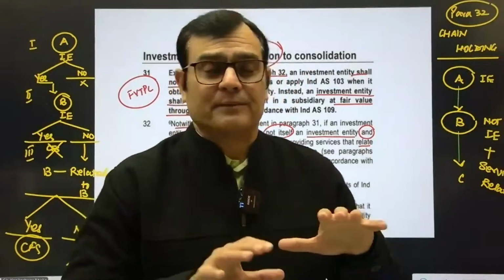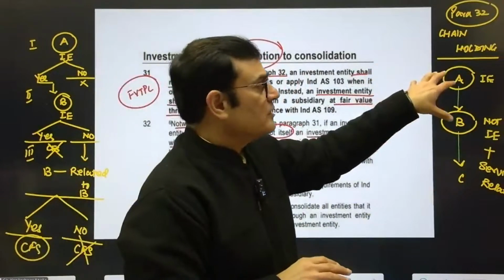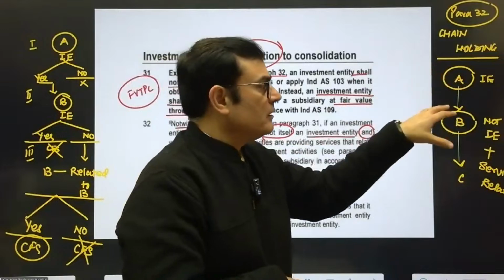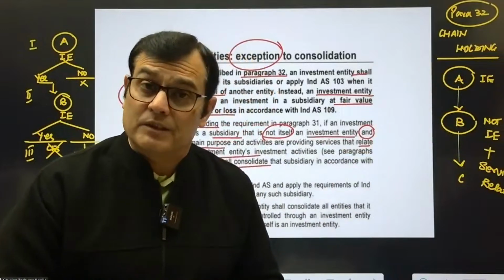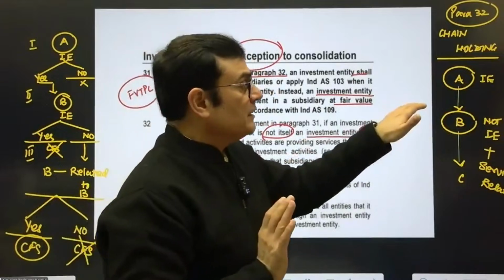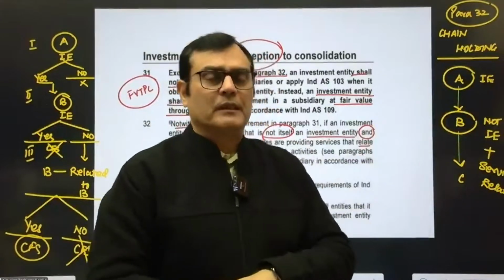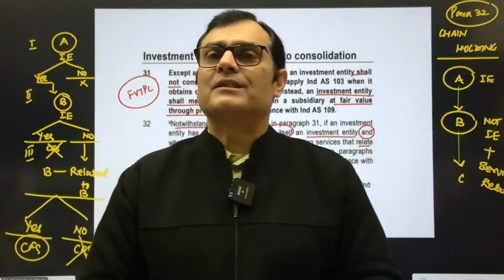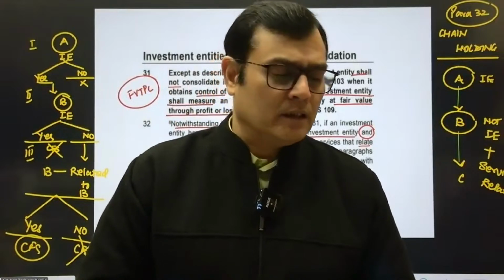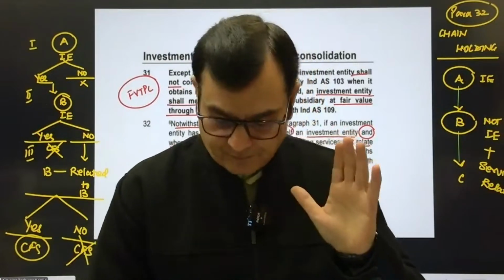So get the chain clear. If A is not an investment entity, do the consolidation. If A is an investment entity, go to B and C. If B is also an investment entity, don't consolidate. And if B is not an investment entity, go to step 3. What does the work of B relate to? Same as A, consolidate. Not same as A, don't consolidate.